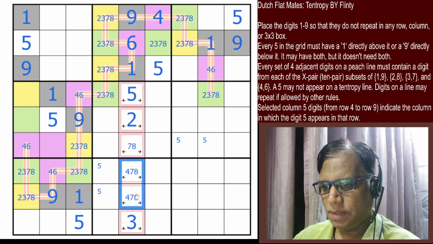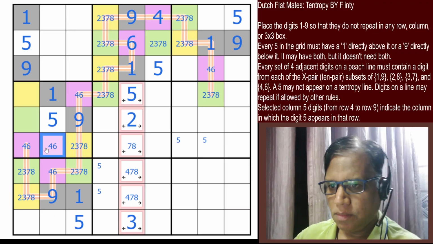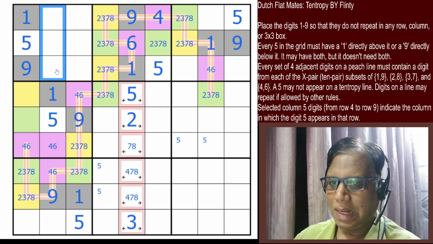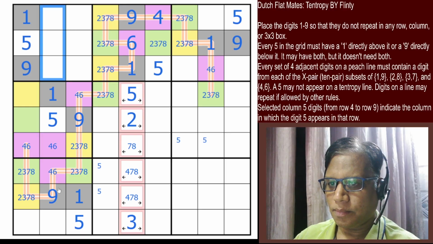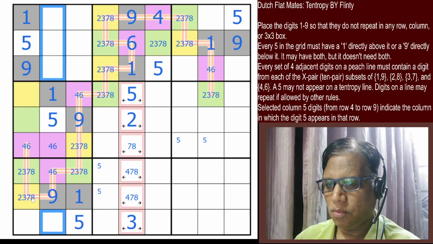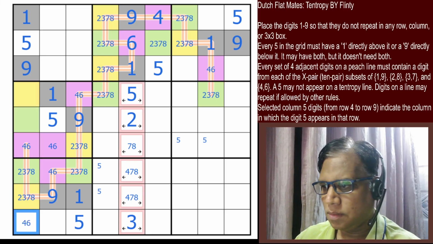4 is one of these, right? Along with 7. Yeah, that's what it is. Now how to proceed? Oh, that's 4, 6, right? Both 4 and 6 are done here, right? 1, 4, 9. So all these are the colors, right? Green and yellow. This one is 4, 6, right? Because all the other colors are done.